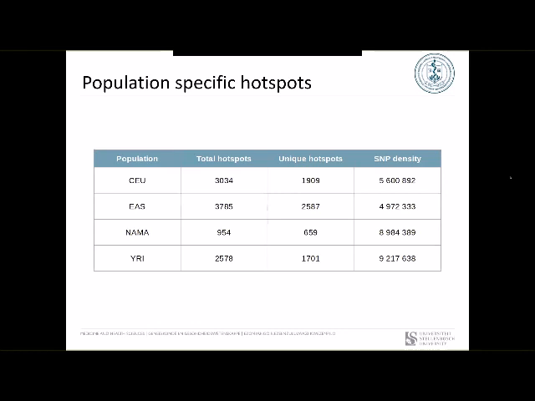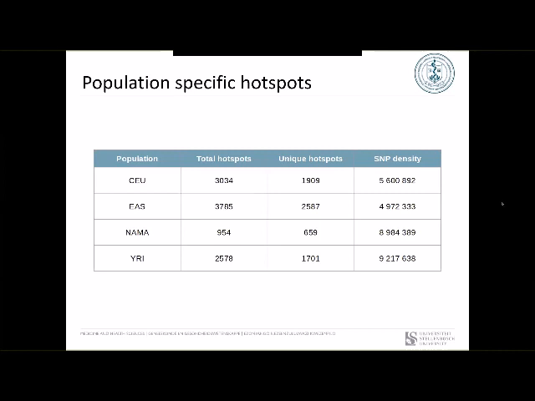We also inferred hotspots genome-wide for 54 unrelated Nama and 3 other populations. A hotspot is defined as a 1 to 2 kilobase region with a several-fold higher recombination rate than the surrounding genome. The threshold used in the results in this table is a 5-fold threshold. Interestingly, the Nama has surprisingly fewer hotspots.